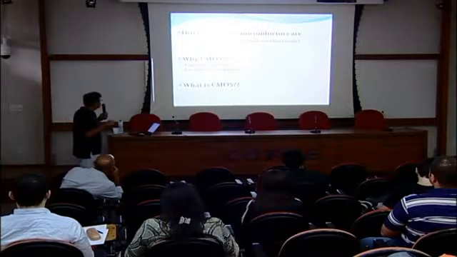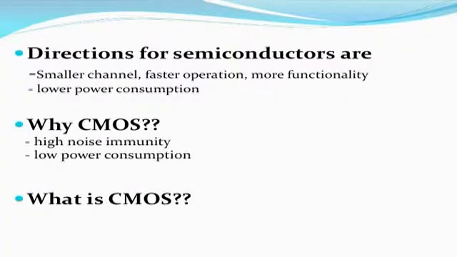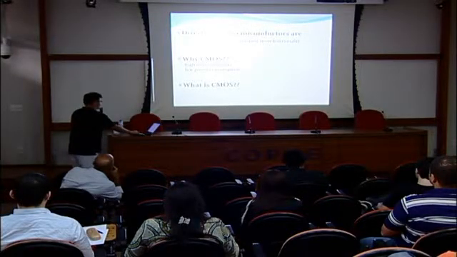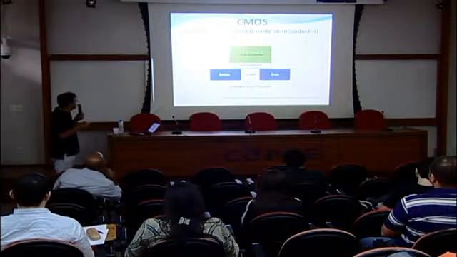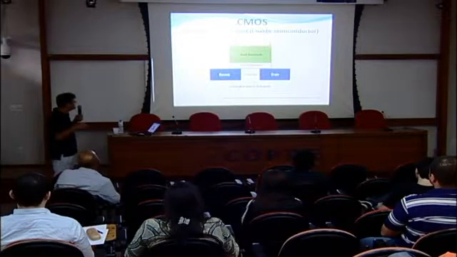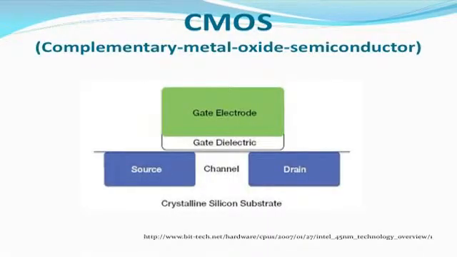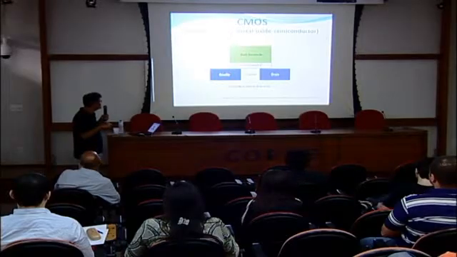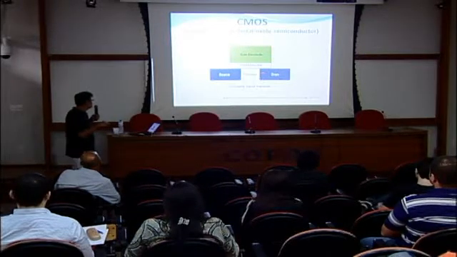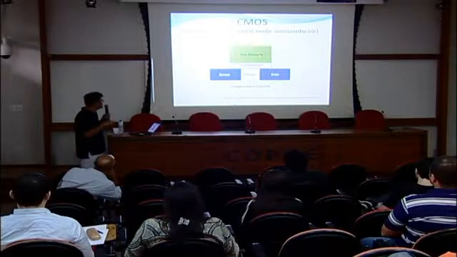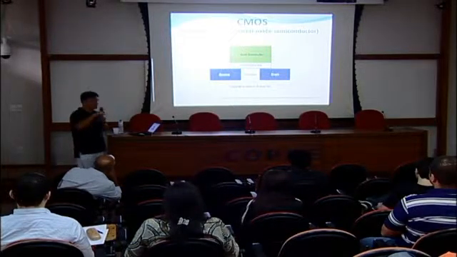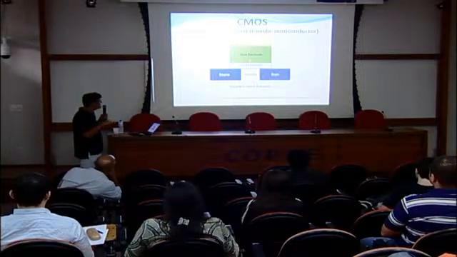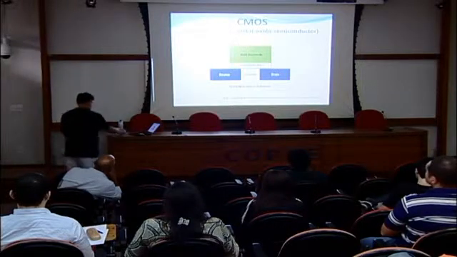One kind of semiconductor chip is the CMOS. CMOS is a complementary metal oxide semiconductor. This is the cross-sectional structure of CMOS. We have a source and a drain, and in between there is a channel. The gate electrode is kind of passive, so we can control the flow of electrons through this gate electrode.